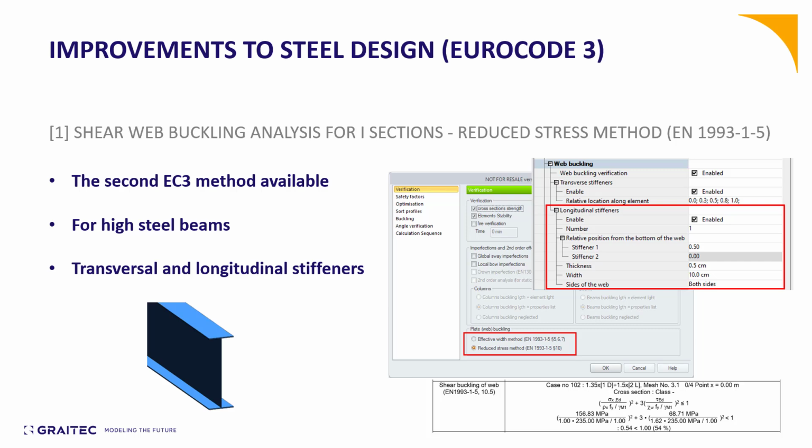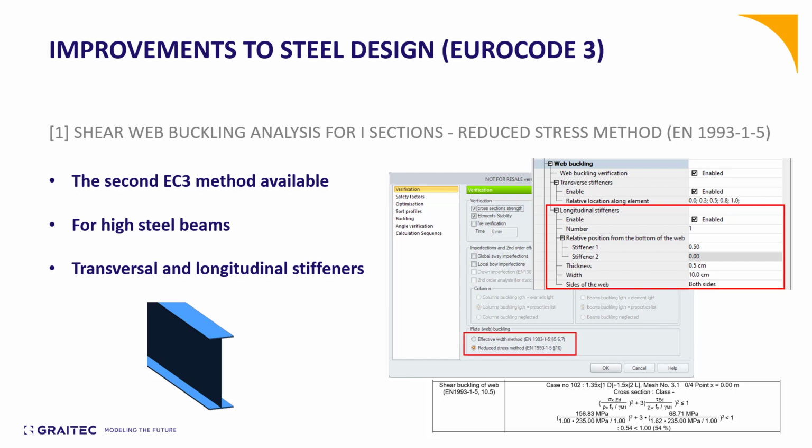The next two points are related to steel design calculations using Eurocode 3 rules. The first novelty is a new method for checking webs of I sections for shear buckling according to Eurocode 3. This check is important especially when we calculate high plated I sections. With the previous 2024 release, we introduced the effective width method, and now we added a possibility for running the verification using the reduced stress method.